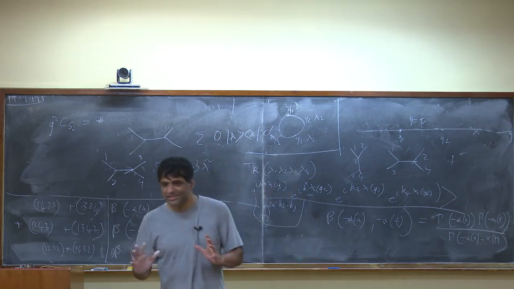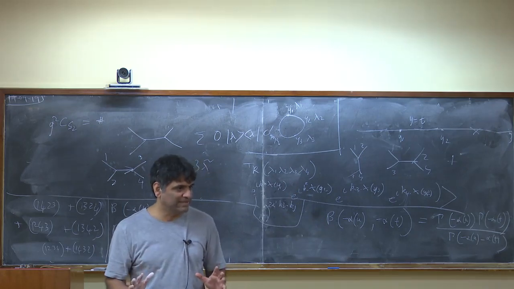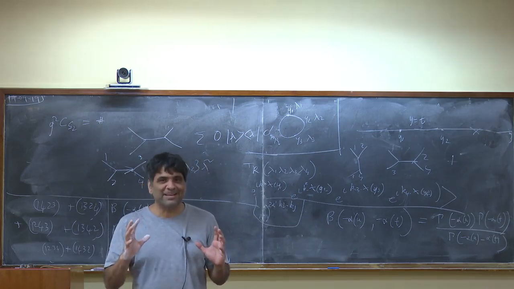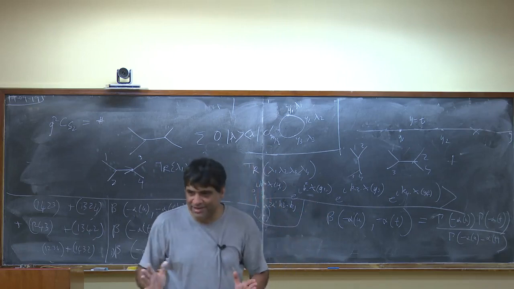So open strings are often what people do for toy examples, but to really understand gravity, there are qualitatively new features in closed strings. We see already at the level of tree level amplitudes.